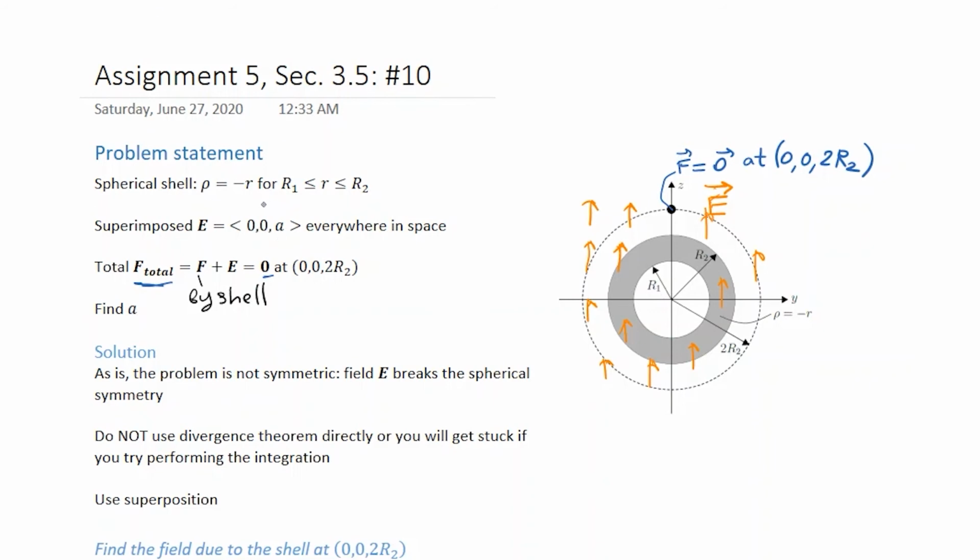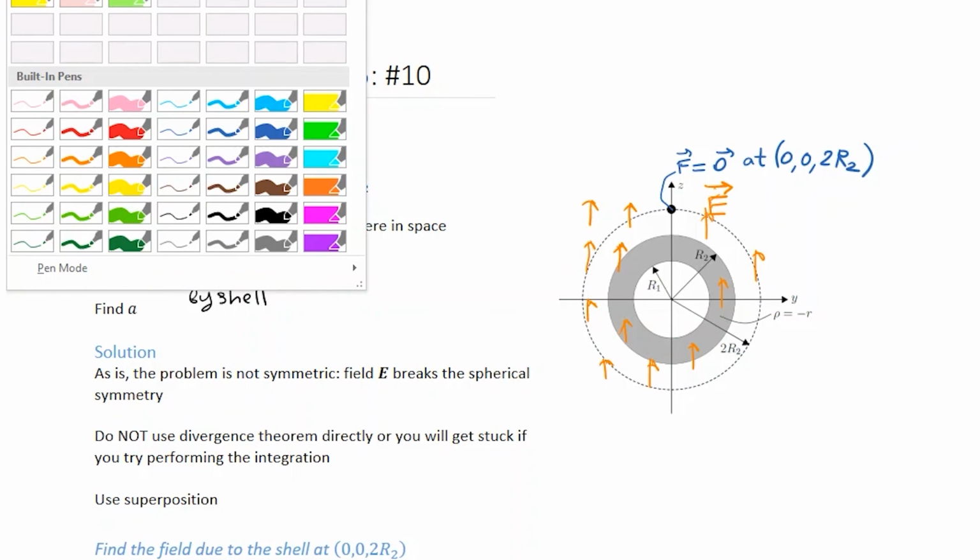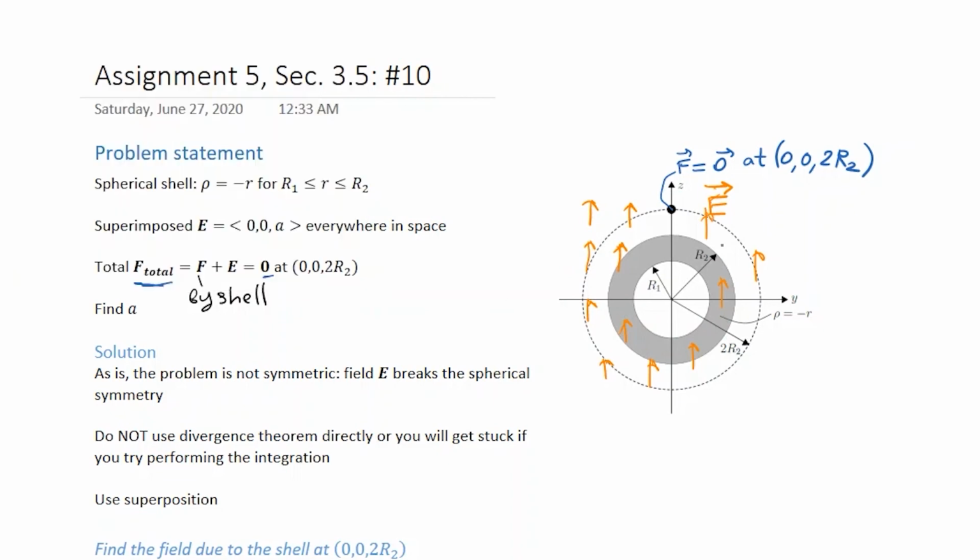Now, I really want to emphasize that this problem is not symmetric, because you started off with a symmetric problem when you just had the shell. This shell produced a field something like this. It's radially, well, it's spherically symmetric. By the way, I'm drawing the arrows inwards because the charge is negative.